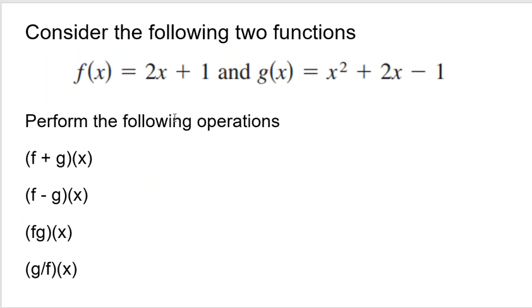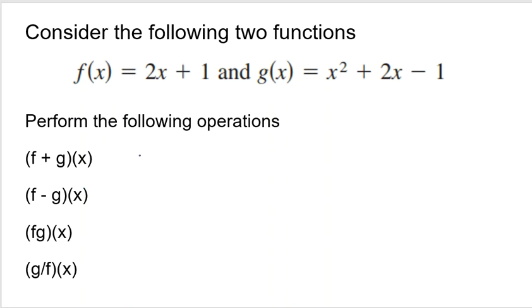All right, so here is our first set of examples. I've got two functions. F is 2x plus 1. G is x squared plus 2x minus 1. And let's perform the following operations. Actually, on this page I'm only going to have enough room to do the first two, and then I'll go to a second page for the next ones.